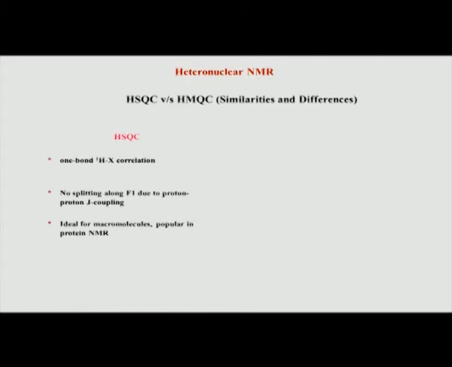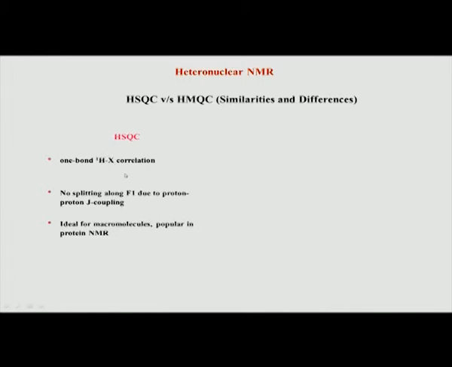HSQC and HMQC. HSQC gives one bond proton X correlation. So, we have only looked at carbon. If you look at fluorine or any other nucleus, you get the same information, between a proton and a directly coupled X atom. Now, the question is, how do we know it is directly coupled? The reason is that we have tuned the J value for the INEPT experiment.